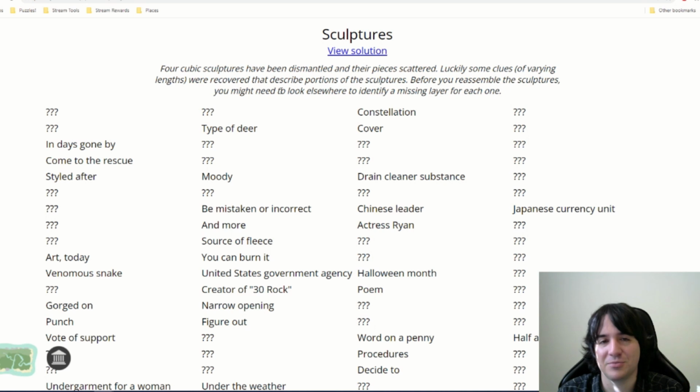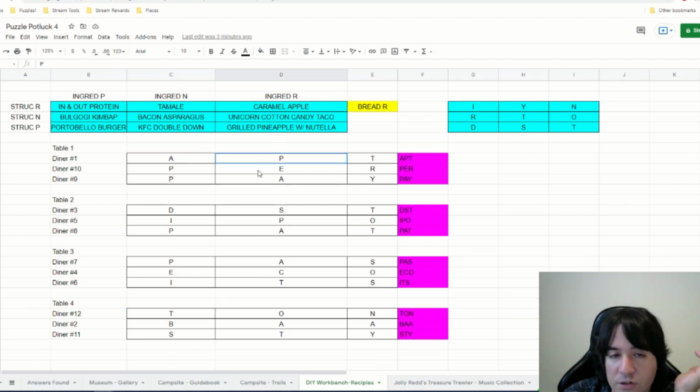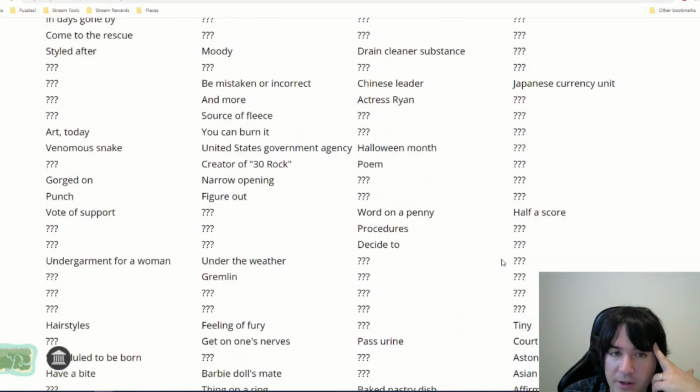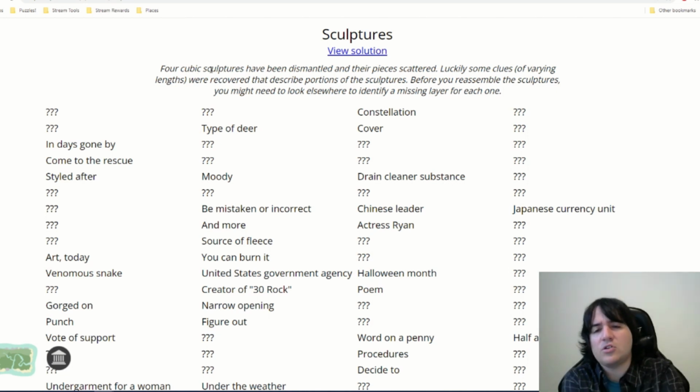Before you reassemble the sculptures, you might need to look elsewhere to identify a missing layer for each one. That so much makes it sound like I have to get something somewhere else. 27 is 9 times 3. So I was thinking like, maybe 3 of these squares, but then why would we have a 4th one, you know? These are all 3-letter words. There's also like the 4 pedestals down here. I feel like these two might be connected, but I'm not 100% sure at the moment. I think these are related.